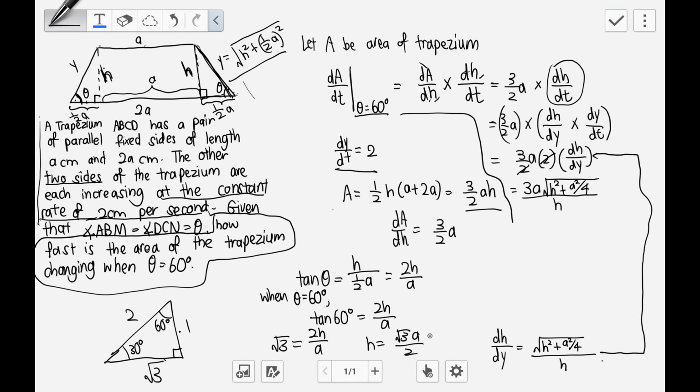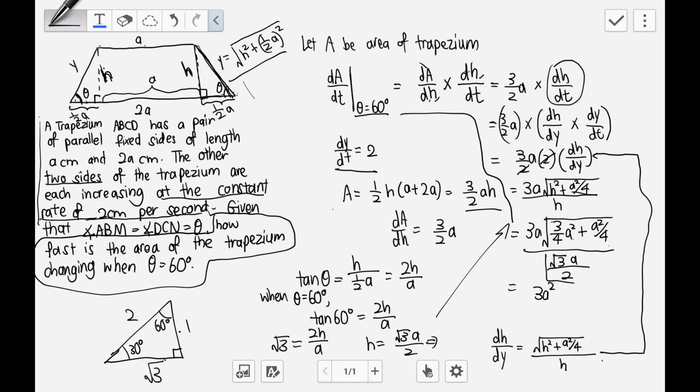Now I substitute everything back inside here. So I have 3a, then root 3, then what is h square? h square is the square of this, which would be 3 over 4 a square, then plus the a square over 4 here, all over h. h is just root 3 over 2 a. And 3/4 a square plus 1/4 a square will just be a square. The square root of a square would be just a, so the top would be 3a times a, which is 3a square.